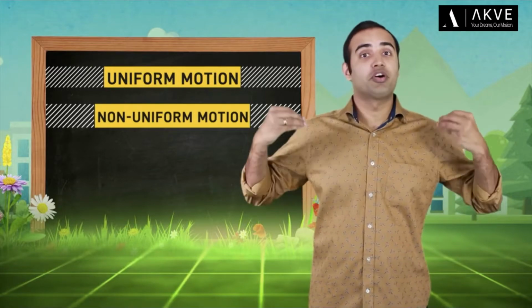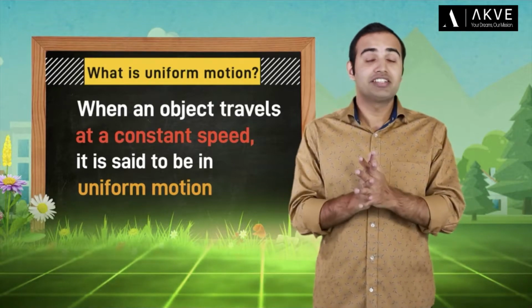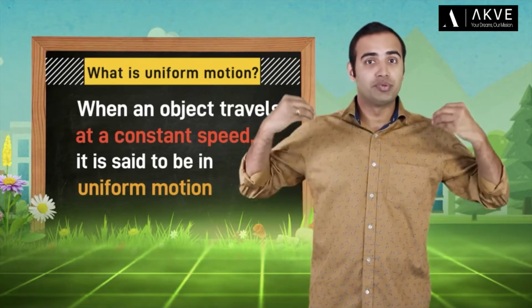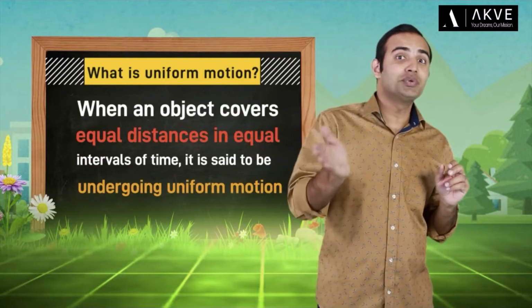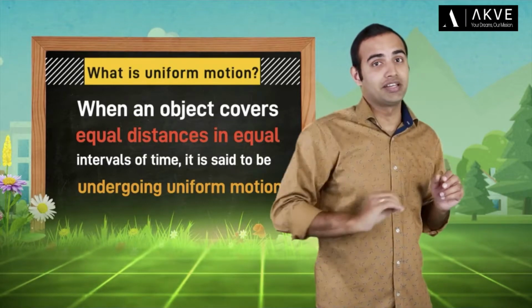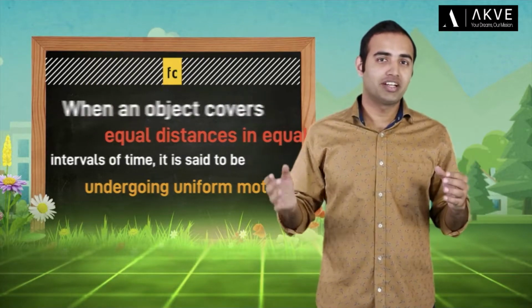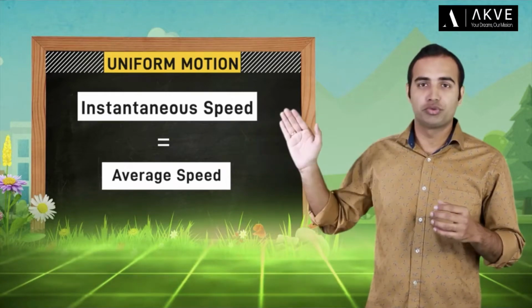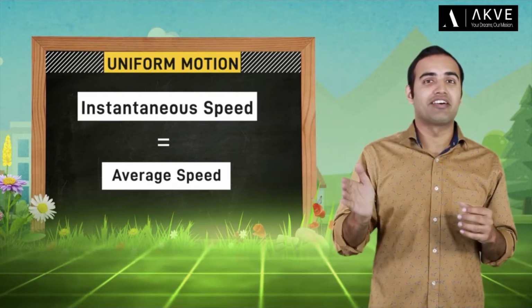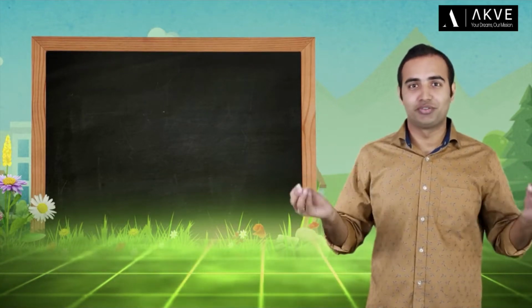So let's talk about the next concept of uniform and non-uniform motion. So what is uniform motion? Well, you see, when an object travels at a constant speed, it is said to be in uniform motion. Or putting it more formally, when an object covers equal distances in equal intervals of time, it is said to be undergoing uniform motion. Now, when an object undergoes uniform motion, you would observe that its instantaneous speed throughout the course of its motion would be equal to its average speed. Until this condition is satisfied, the object can't really undergo uniform motion.